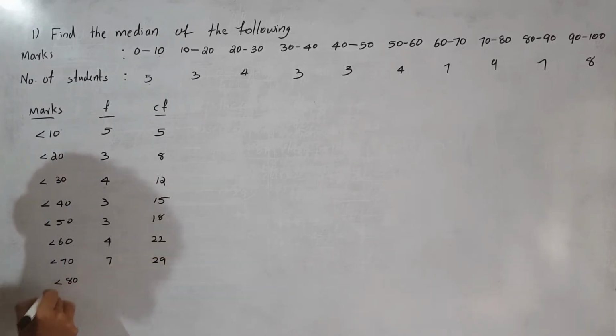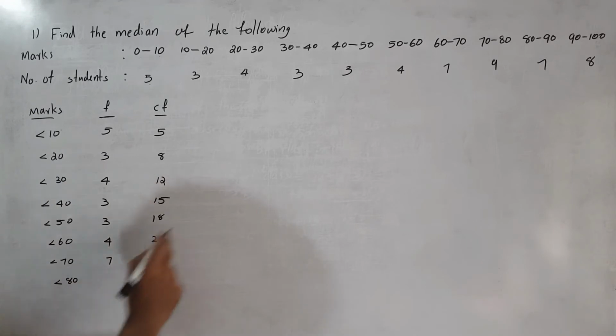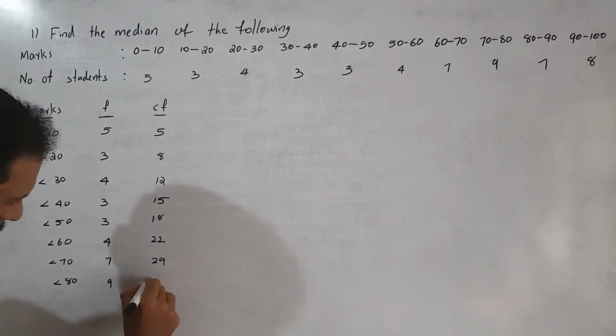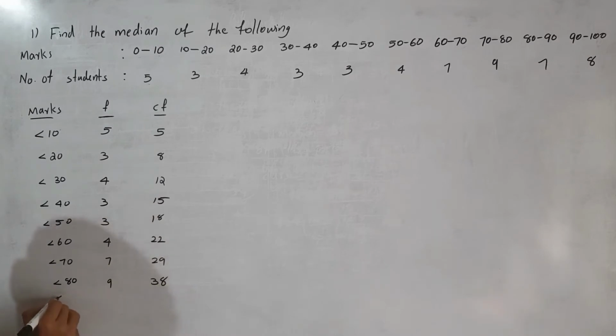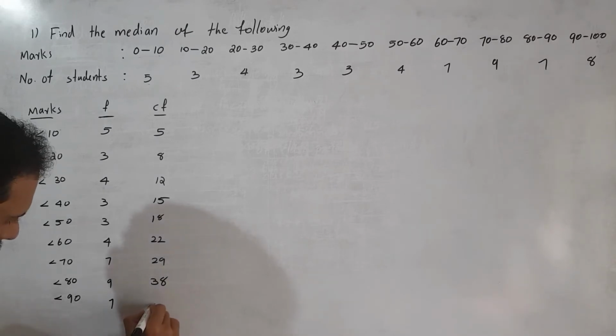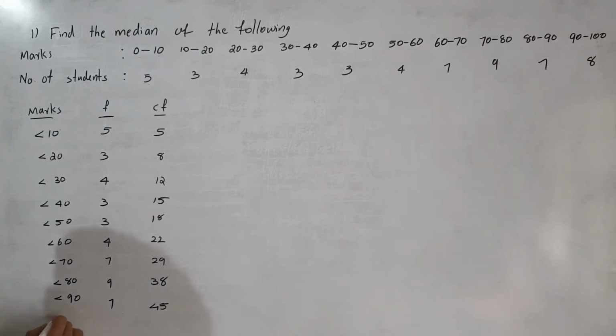Then less than 80, what is the corresponding frequency? 9. Then 9 plus 29 is 38. Then less than 90, the corresponding frequency is again 7. Then 38 plus 7 is 45. Then less than 100, the corresponding frequency is 8, so 53. Then what is the CF? The last one is 53.